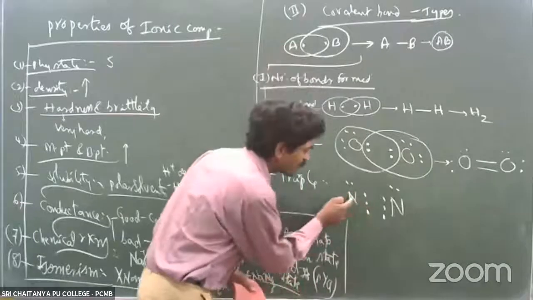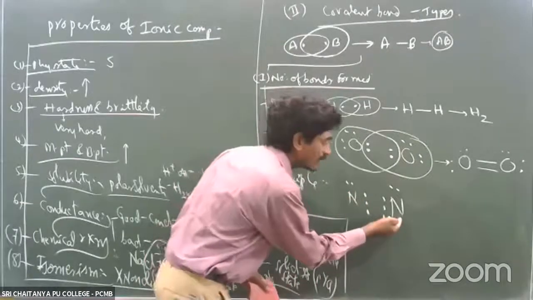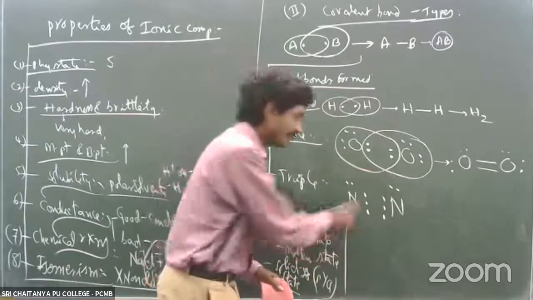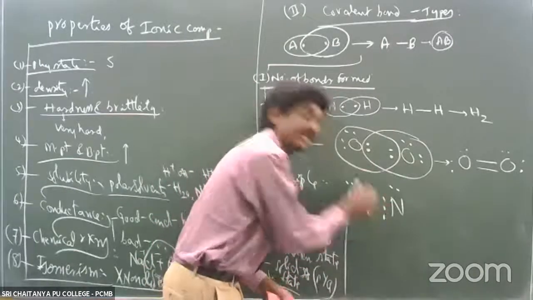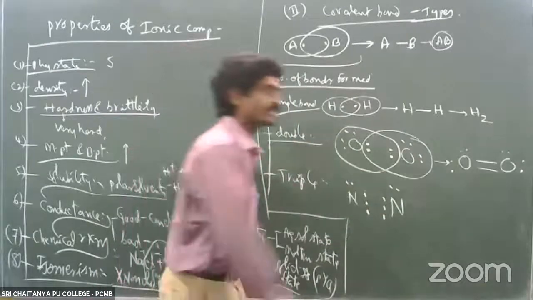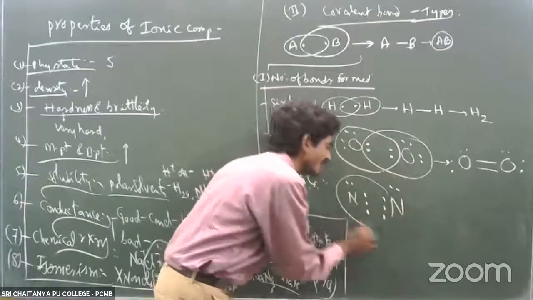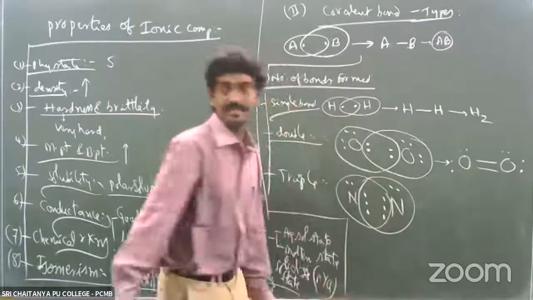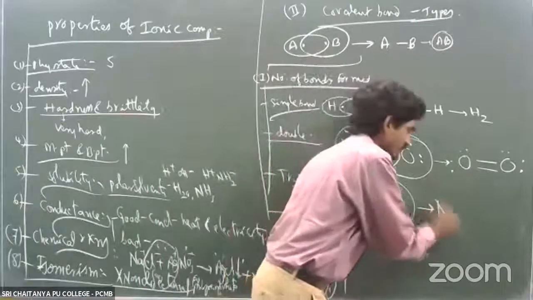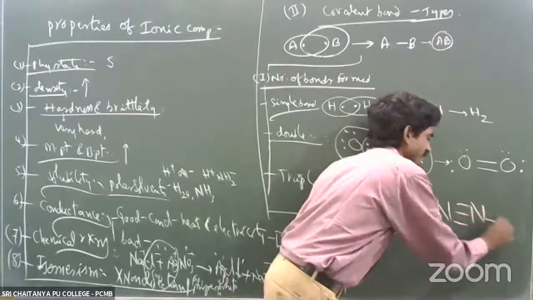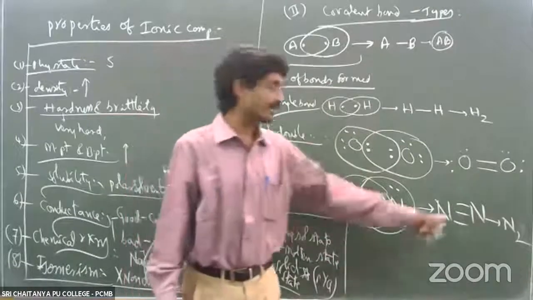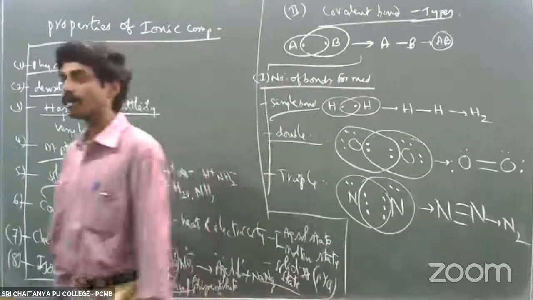So this one nitrogen atom provides 3 electrons. Another nitrogen atom also contributes 3 electrons. Both contribute equally, right? Then there are 3 electron pairs: 1 pair, 2 pairs, 3 pairs. These 3 electron pairs are shared by both nitrogen atoms. Now both reach 8 electrons. Then, with the 2 nitrogen atoms, by the sharing of 3 electron pairs, 3 covalent bonds are formed. This is called a triple covalent bond, right?